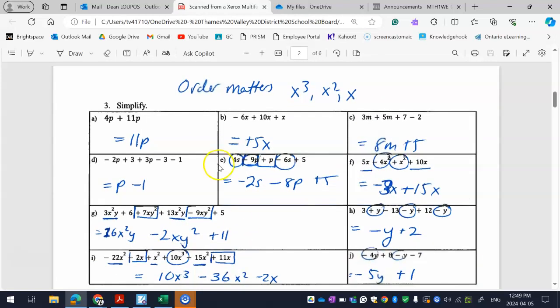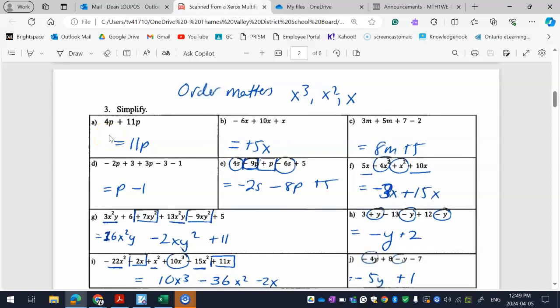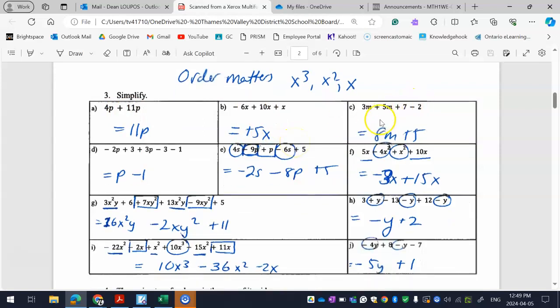Simplifying, you're going to collect like terms. So if anything is a like term, then you collect them. So how many P's do I have? I add them together. Here I have a bunch of X's. I add those together. When I get to C, I have 3M and 5M. That's 8M. And then I have 7 and -2. Those are my constants. I add those together to get +5. So that's that. And you keep going.